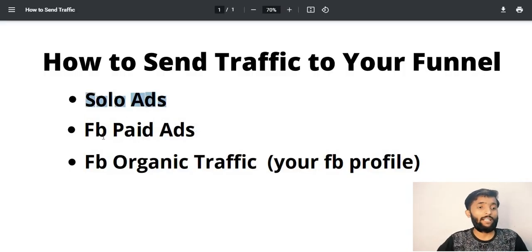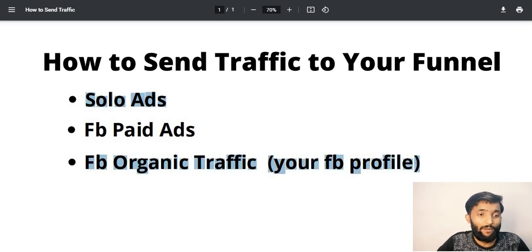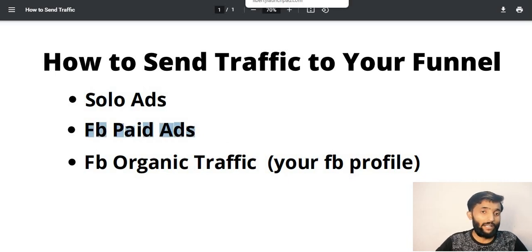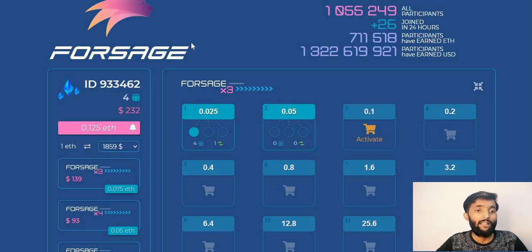So guys, other than solo ads, I also use Facebook paid ads. So I'm gonna test some Facebook paid ads with this Forsage. And other than Facebook paid ads, you can also use Facebook organic traffic. That is your Facebook profile. So you can also promote this done for you funnel on your Facebook profile, and you can get traffic to your funnel and you can make commission on Forsage. So guys, these are all three methods which you can use to drive traffic to your done for you funnel. Okay, and when you send traffic to your done for you funnel here, you will make commission on Forsage. Okay, and you will earn ethereum in Forsage.